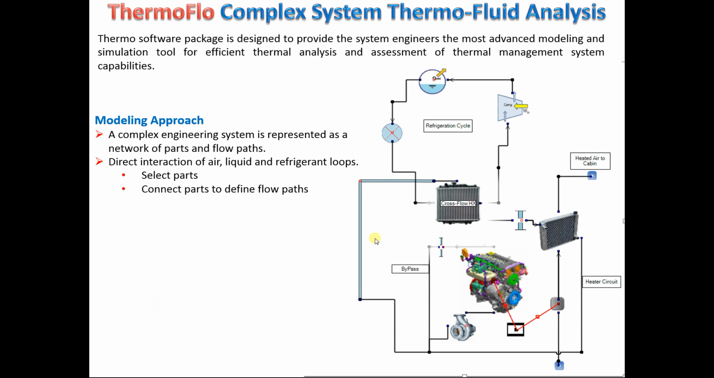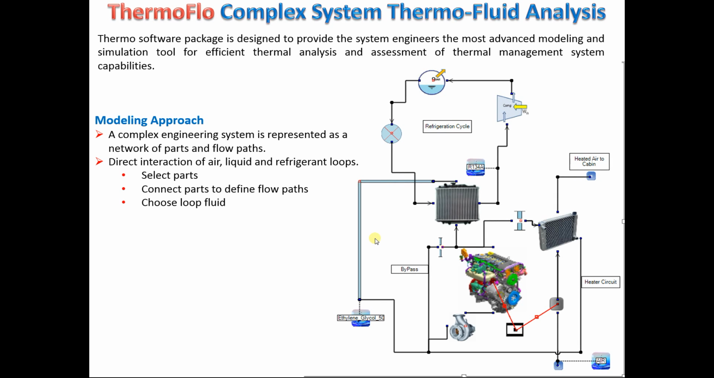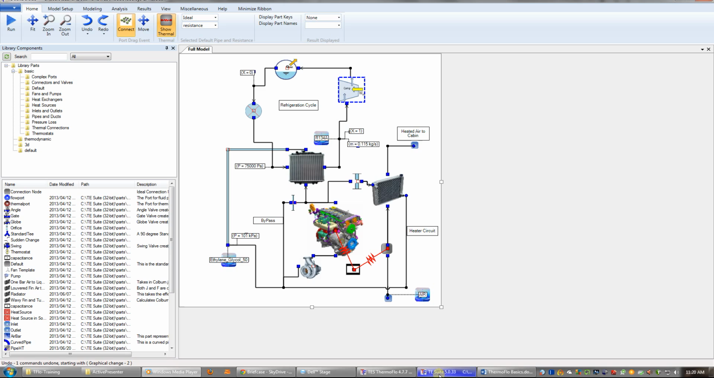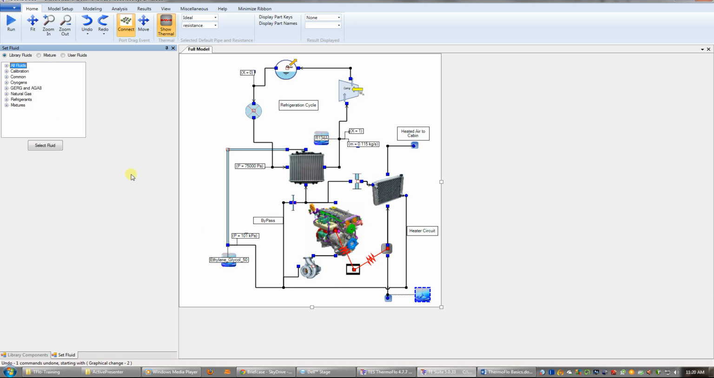Connects the parts to define flow paths and various loops in the model, chooses a fluid for each loop by right-clicking on a node to insert a fluid icon, sets the known conditions, load cases, and performs the simulation. The fluid is defined by double-clicking on the fluid icon. The user can choose from the vast selection of NIST fluids library or optionally define a user-defined fluid.